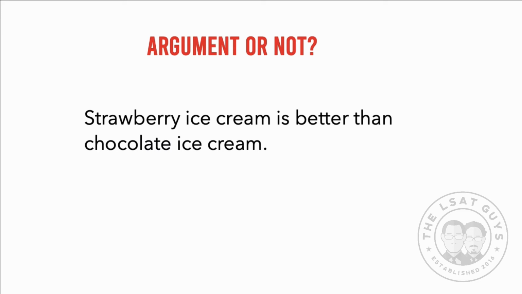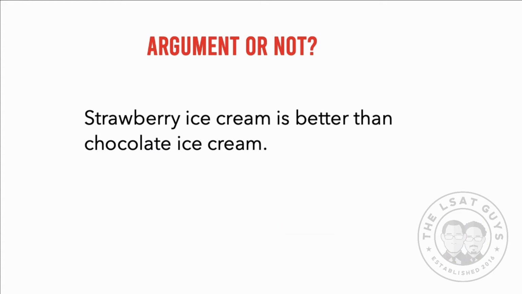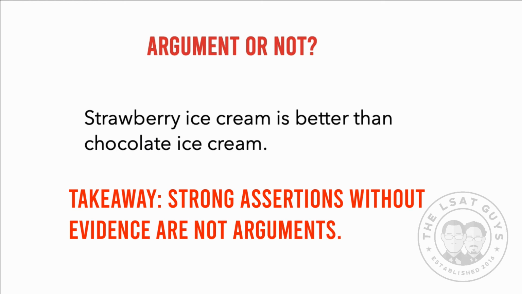Now take a few seconds to consider our next example. This sentence might seem like a strong assertion. However, it's not an argument. And the reason why is that it's missing any evidence to back it up. It's just a naked assertion. Whether you agree or disagree with this statement is irrelevant to whether it's an argument. Remember, an argument must have both conclusion and evidence, and this is missing evidence.